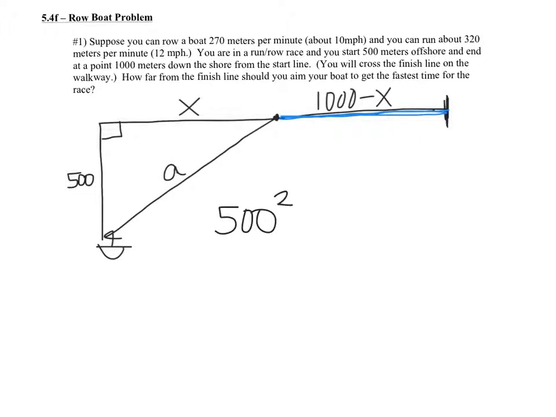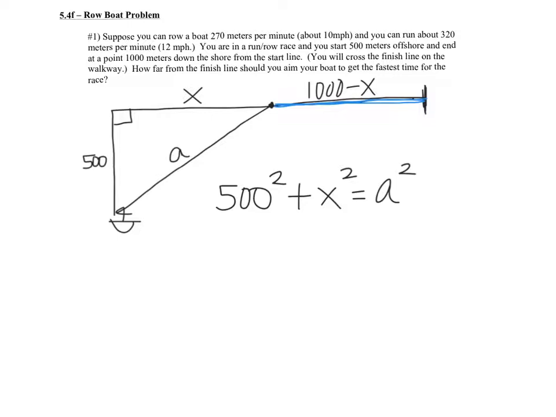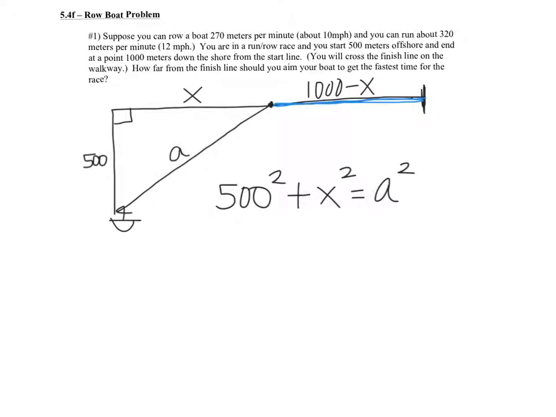500 squared plus x squared equals a squared. There you go. And then just leave it like that. Okay? I'm not even going to find a yet. I hate that. All right. So let's talk about this. There's rates involved in this problem.